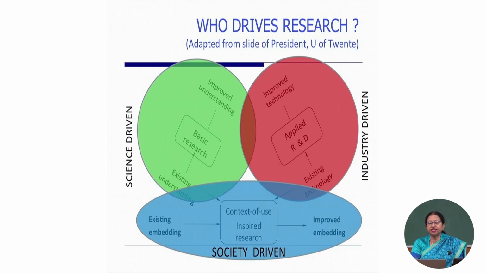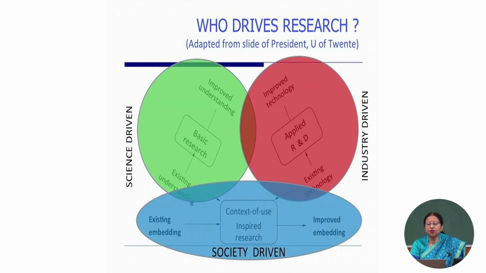Now, when you look at this, it is adapted from a slide made by President U of Twente. Here, research could be driven by many factors, but he has basically selected three main sectors. Science driven, where you are trying to improve the understanding of basic research, and existing understanding is improved through basic research.